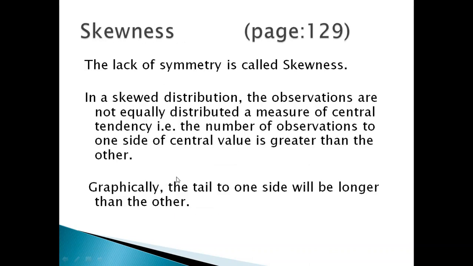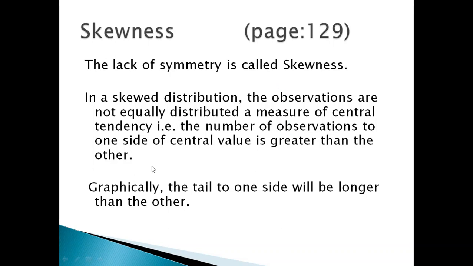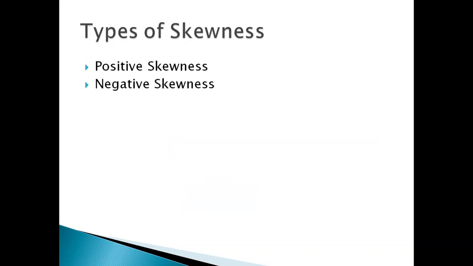But in skewness, these values are not equally distributed, and the number of observations to one side of the central value is greater than the other. Here the number of observations is assumed to be equal on the left and right side, but in a skewed distribution, one side will be greater than the other. Graphically, the tail of one side will be longer than the other, and we have two types of skewness: positive skewness and negative skewness.